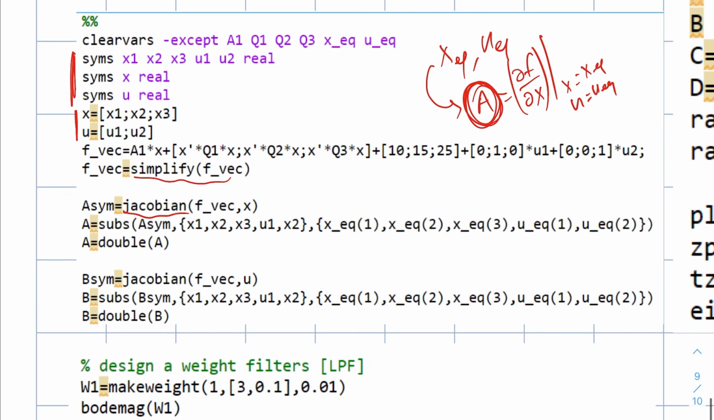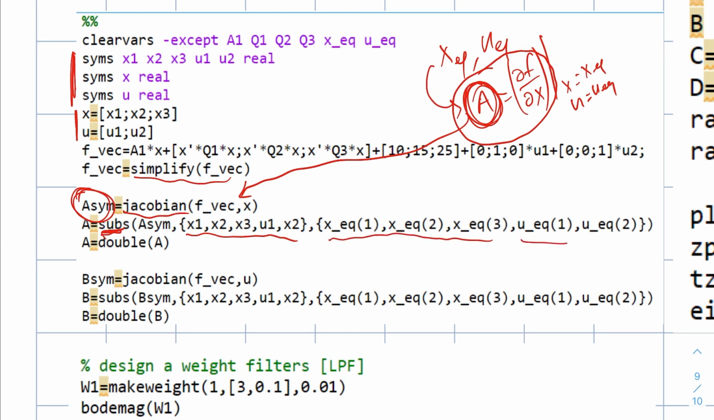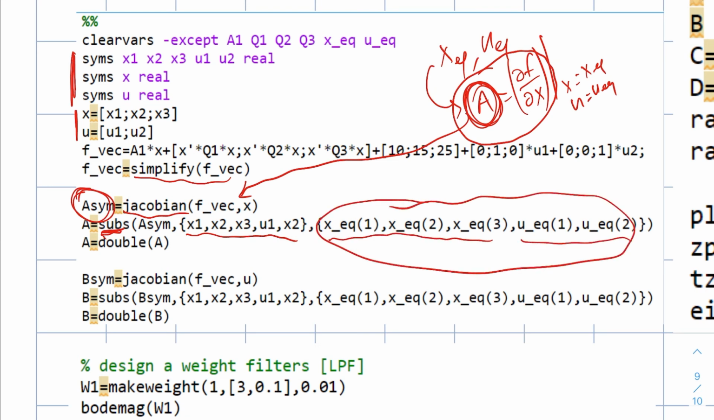Here I'm just doing this operation, right? And it's symbolic, right? Again, it will have x and u terms, right? And then substitute for those x and u terms in your symbolic matrix the equilibrium point. And these are the numbers that we know, right? And then obtain your A matrix as double type, okay?